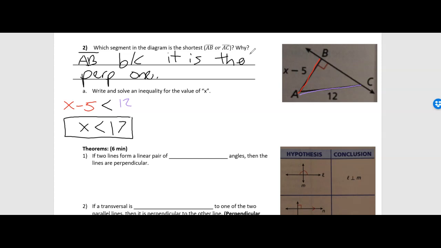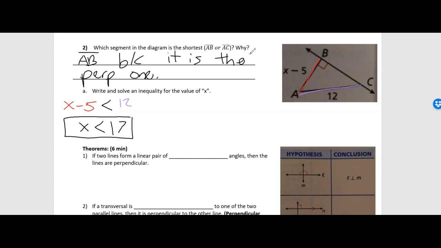What I would encourage you to do is think about, does every number less than 17 make sense for this problem? So pause the video, think about that question. Does every number less than 17 make sense for this problem?